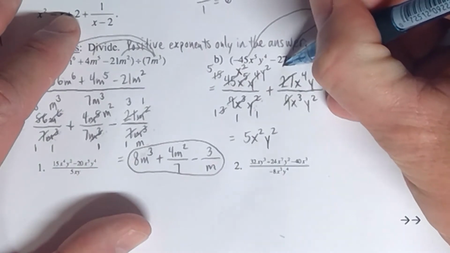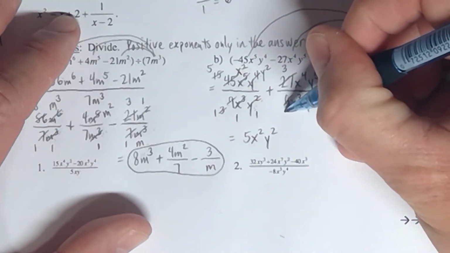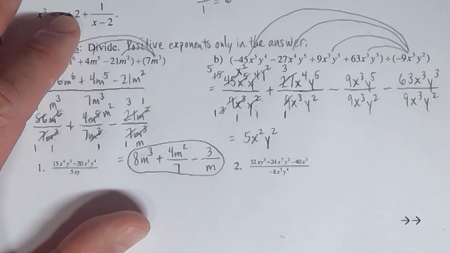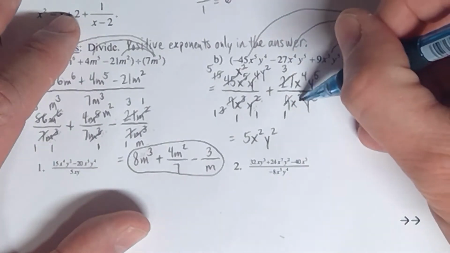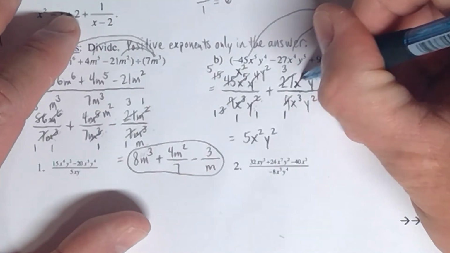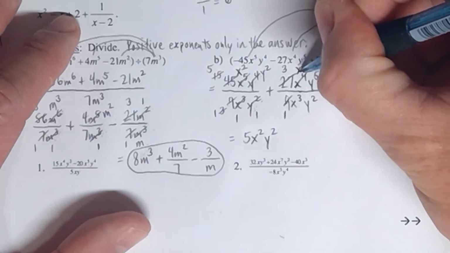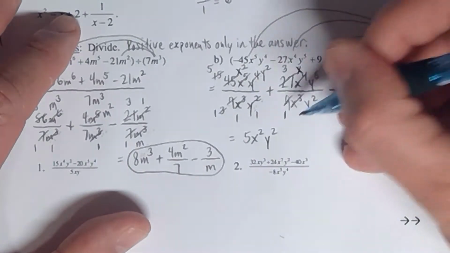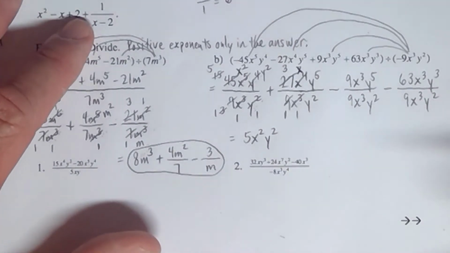27 divided by 9 is 3. 9 divided by 9 is 1. And now that's in lowest terms. How about the 4 and the 3 on the x's here? The smaller exponent is 3, and so we're going to do what? We're going to do 4 minus 3, which is x to the first up here. And then 3 minus 3 gives me x to the 0, which is the number 1.